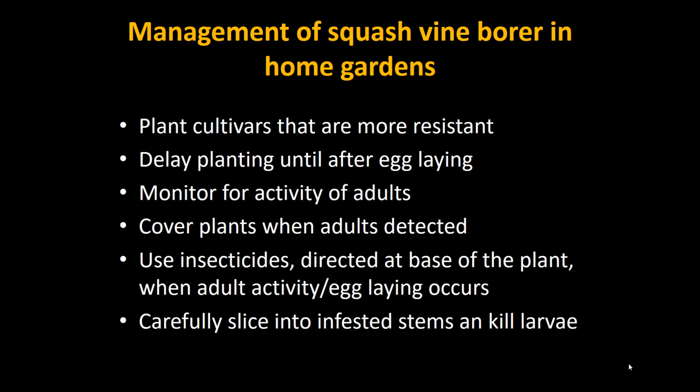Or one thing is if you have some injury, you could carefully slice into the stem, find the larva, kill it, just spear it, and then after that, cover that area with soil, and often this will reroot. These kinds of plants do readily reroot if they're in contact with the soil. So those are things you might do in your own garden.